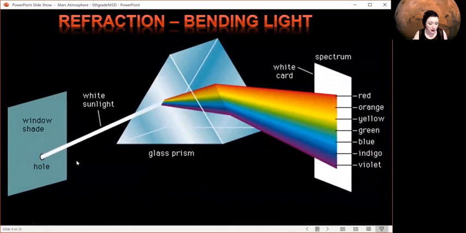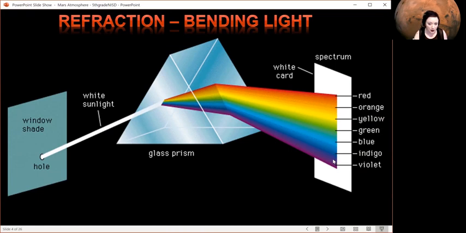So this is just a cartoon version of that. So I've got light coming through a hole in a piece of card. I've got it hitting a glass brick that's triangular. And as the light gets spread out into its different colors, we see it spread out like this. And you can see it starts with red at the top, all the way down to violet at the bottom, through all the colors of the rainbow.